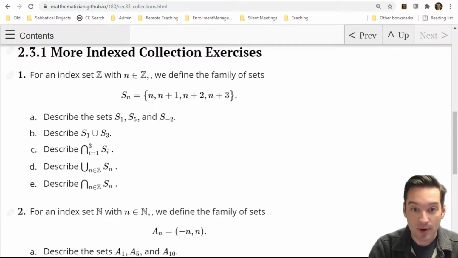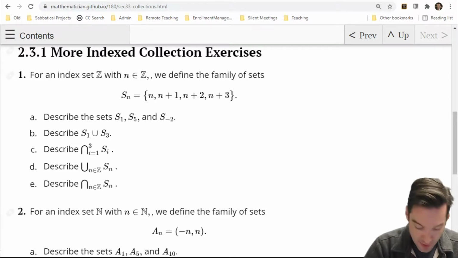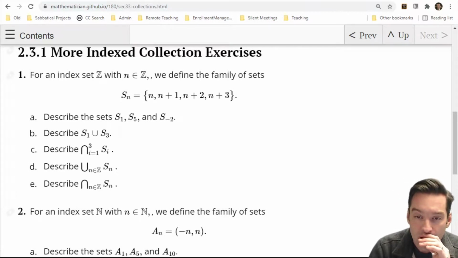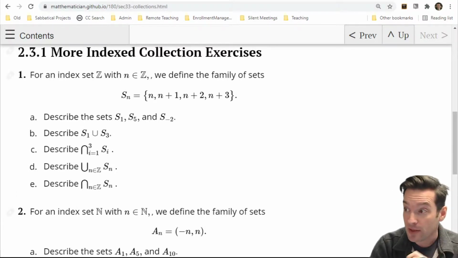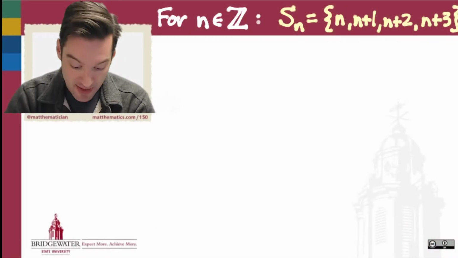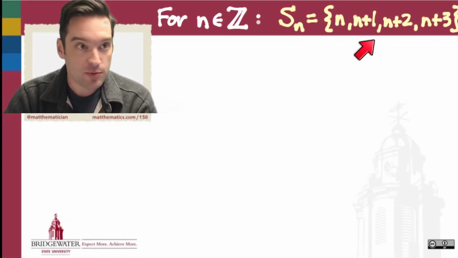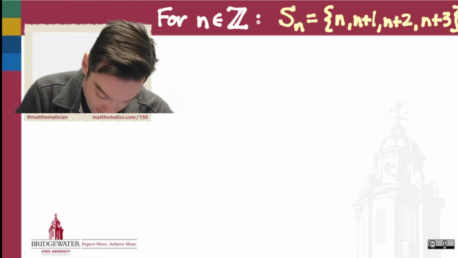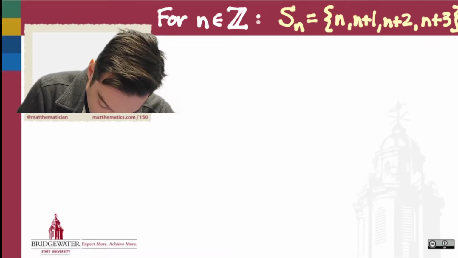So the first thing that I'm going to want to do here is just write down a few examples of what these sets are that are being discussed. And then once we've gotten that understanding, we can go forward and actually do some operations with it. So for starters, let's just take this pattern that's being described by this indexed collection of sets, and then write down a handful of different examples, which is what we're being asked to do in part A here.